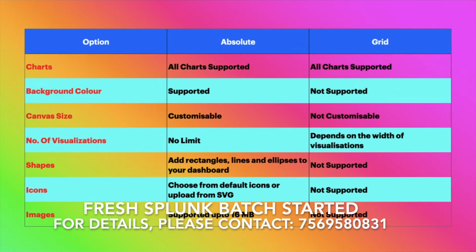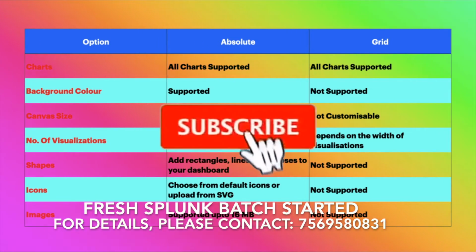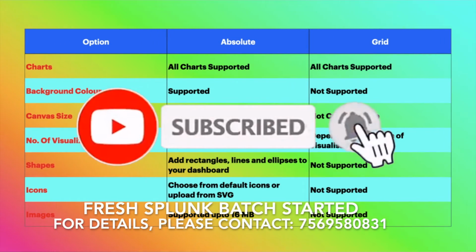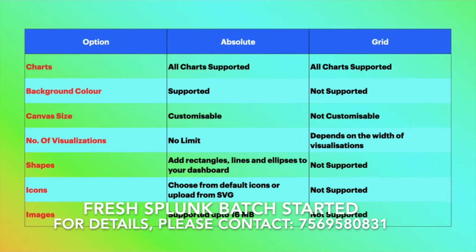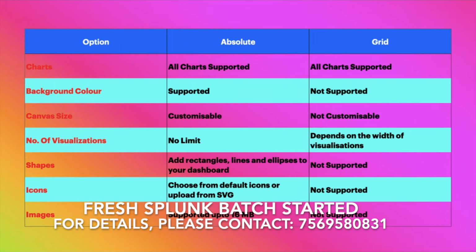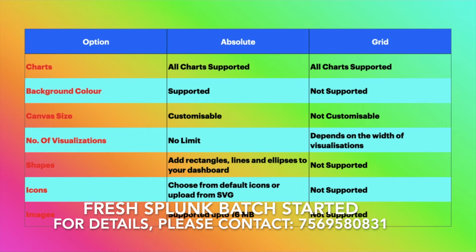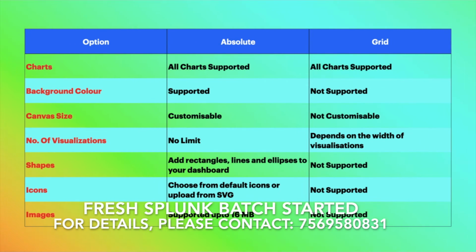And icons, if you see the icons option, if you want to place some icons, so in absolute layout you can choose from default icons, or you can upload from SVG files and all, okay. So like that you can add the icons, but in grid layout again it is not supported. And images, if you want to add in absolute layout, it supports up to 16 MB. You can add images which are up to 16 MB of size, okay. More than that you cannot add. And again in grid layout it is not supported, right.